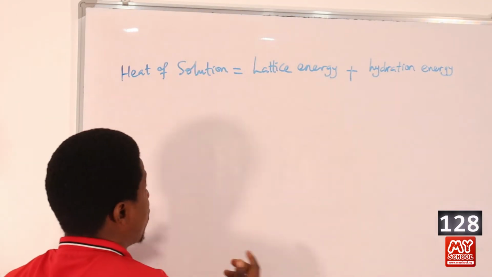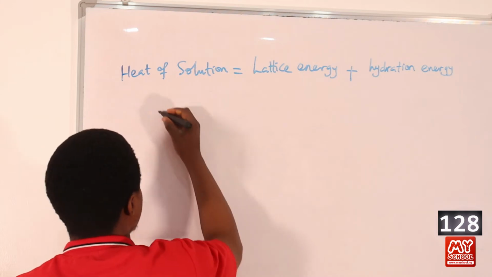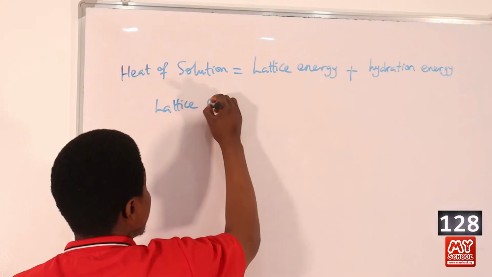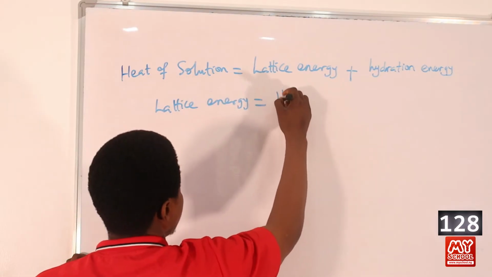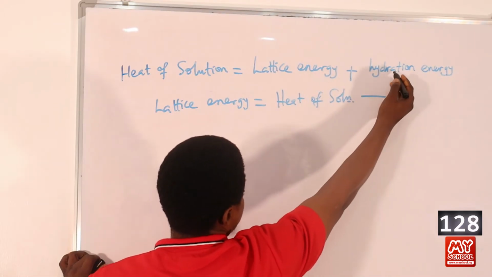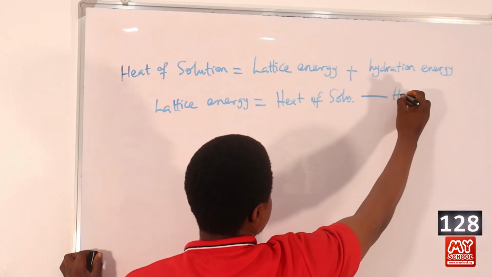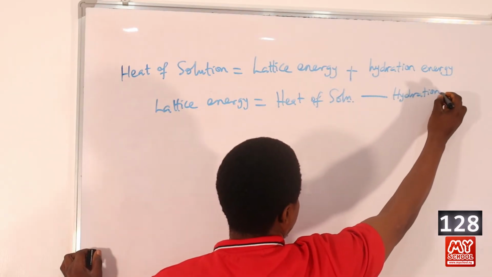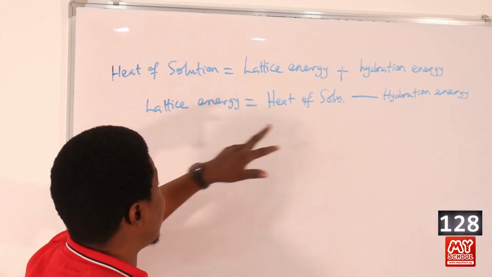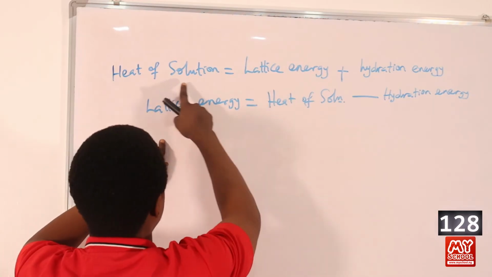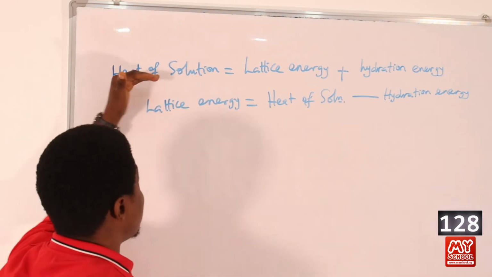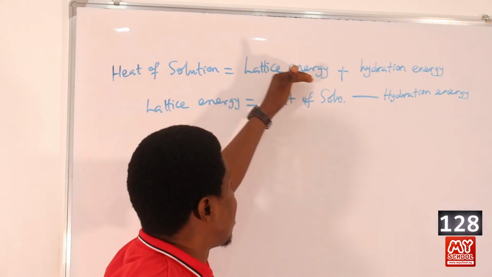In some other cases, we can move this to the other side, so we can also say that lattice energy is equal to heat of solution minus hydration energy, as the case may be. You can also be asked what hydration energy is. Hydration energy is the subtraction of lattice energy from heat of solution. In other words, heat of solution involves lattice energy and hydration energy.